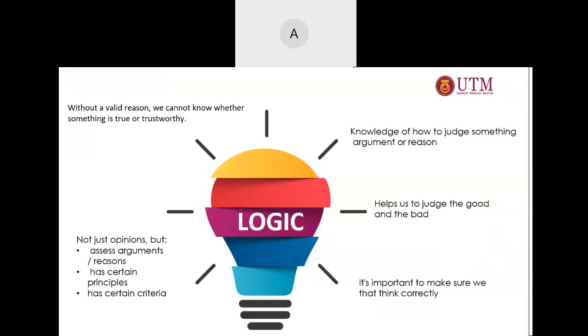And then, what will logic give us? Without valid reasons, we cannot know whether something is true or trustworthy. And then, in knowing logic, we have knowledge of how to judge something, whether it is an argument or a reason. And then it helps us to judge the good and the bad. Also, it's important to make sure that we think correctly. And then logic is not just opinions, but it assesses arguments or reasons. And then it has certain principles and certain criteria.